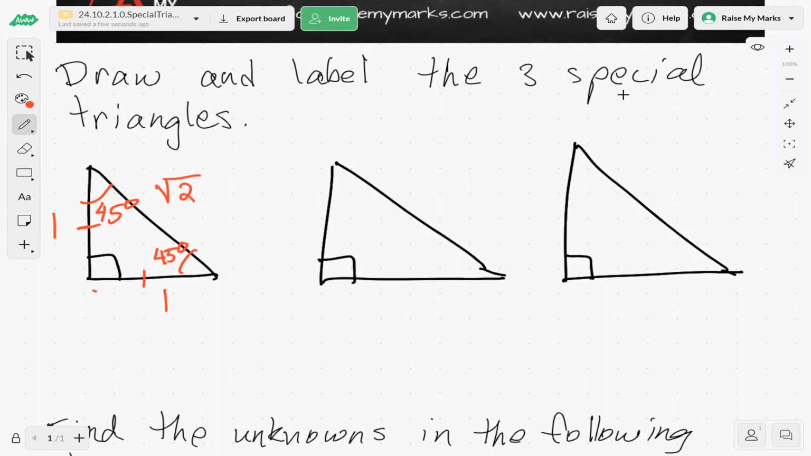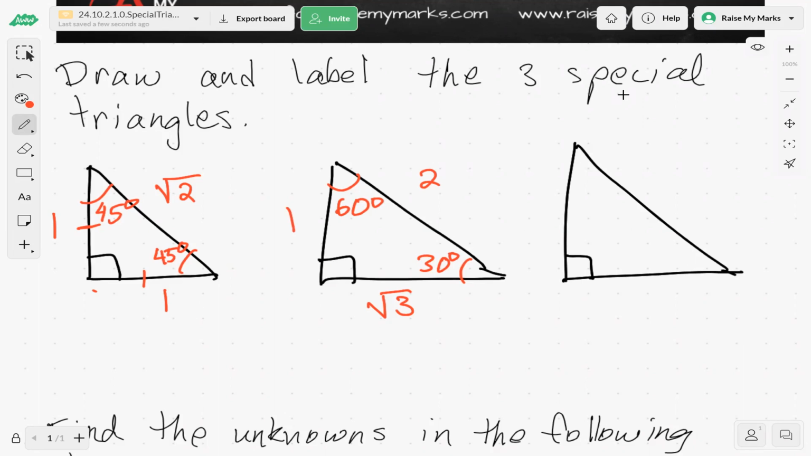All right, let's look at the second one. So let's say this angle is 30 degrees. That means this third angle is 60 degrees. And let's label our sides. So what do we know about the sine of 60 degrees? The sine of 60 degrees is root 3 over 2, which is opposite over hypotenuse. The cosine is adjacent over hypotenuse, which is 1 over 2. So this is our second special triangle.